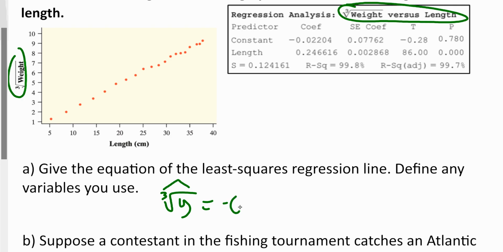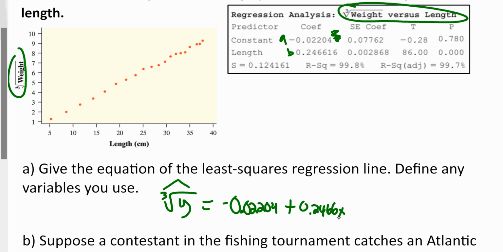This is negative 0.02204. Again, that's right here. This is the, sorry, that was the a value. A value, b value right here, plus 0.2466x.